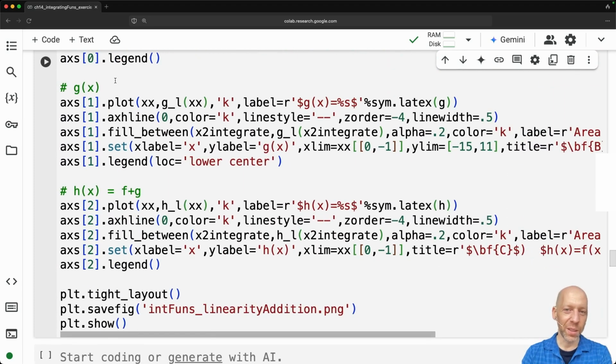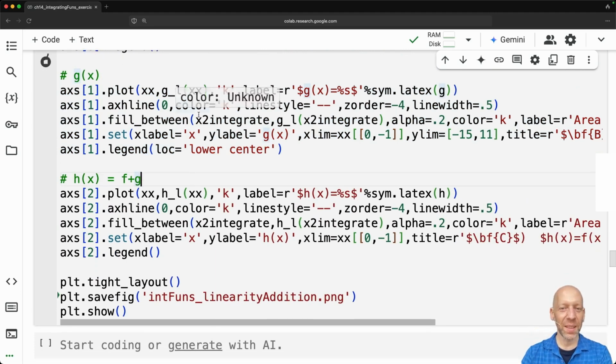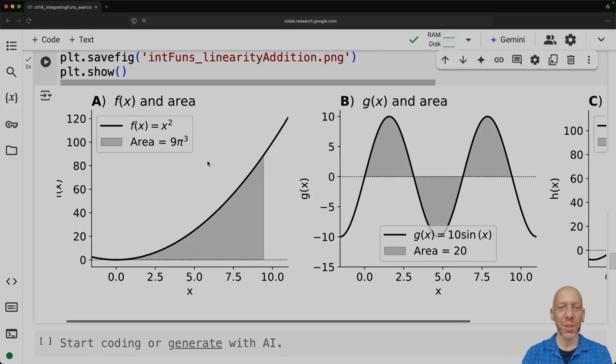Okay, yeah, you can look through all these lines individually. I'm not going to spend much time on them, just to show you that this generates the figure that I showed earlier in the book text.